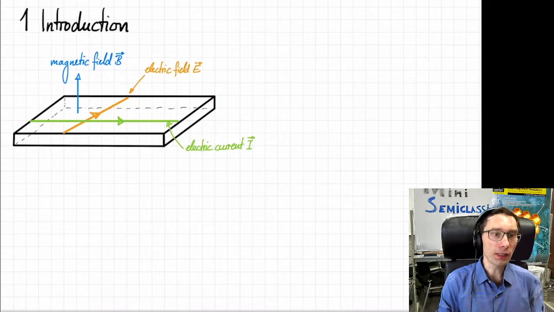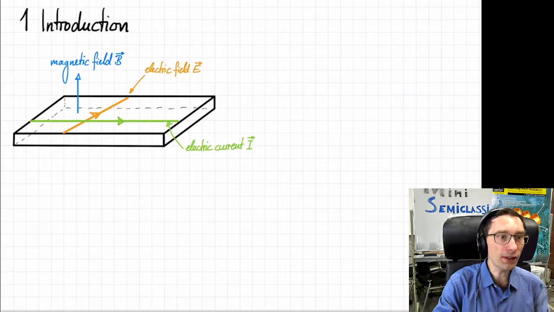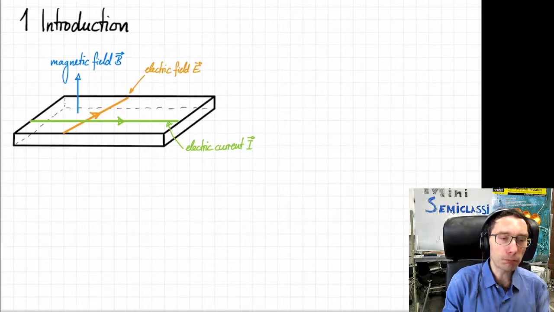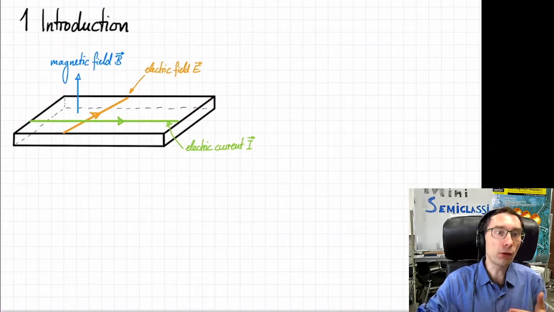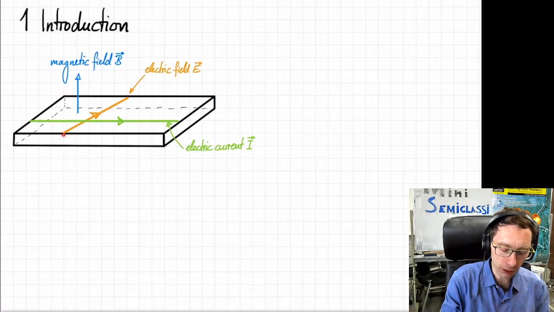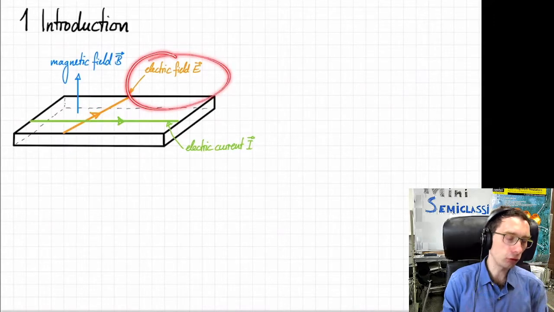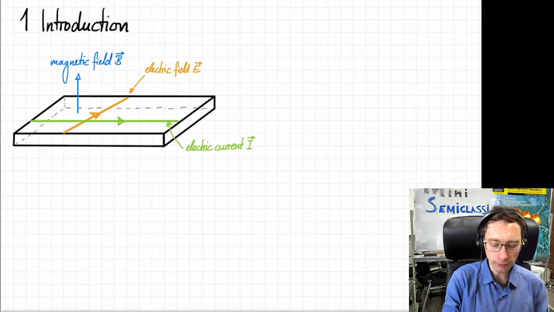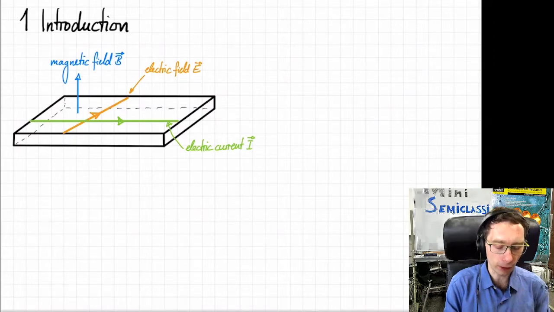In experiments where you want to decide whether a material is a conductor or an insulator, what you do is you apply a voltage. In fact, you apply a voltage difference. This voltage difference gives rise to an electric field, which is the gradient of the voltage difference in a sense. And then you measure a current that is not necessarily parallel to the electric field.